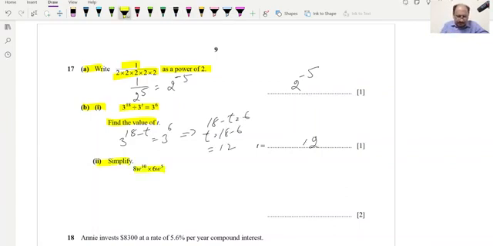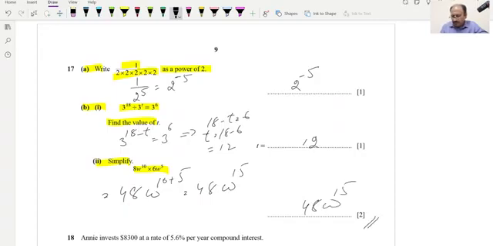Second part, simplify this. So 8 into 6 will be 48, and w raised to 10 plus 5, so this will be equal to 48 w raised to the power 15. We can write here 48 w raised to the power 15. This is a 2-mark question.